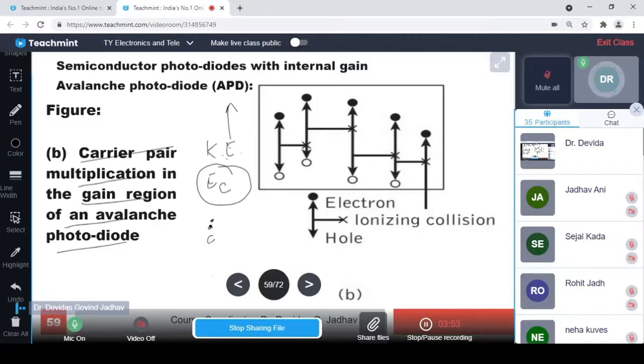So the original electron, whatever the velocity or momentum is there, velocity into mass, that momentum is shared with this detached electron. Suppose this is with the velocity v. So now both are traveling with v by 2 velocity. Okay, v by 2. Half momentum. Half of the momentum is shared.